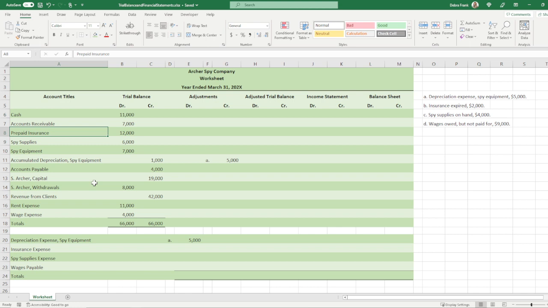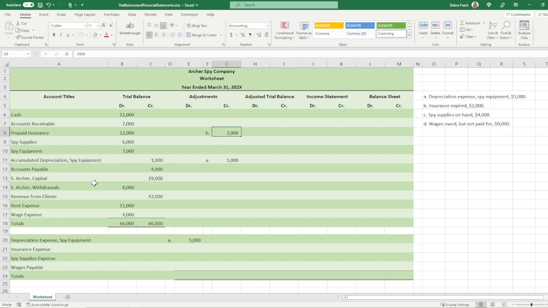So some time has passed, and so we need to record that usage of that insurance. So that insurance amount is no longer prepaid by $12,000. It's actually going to be prepaid by only $10,000 because we used up $2,000 worth. So we'll have to record a credit to show the usage. So let's go over there and do transaction B for $2,000 used up.